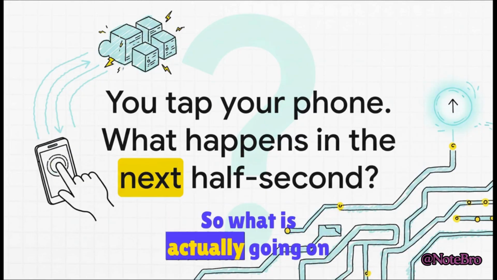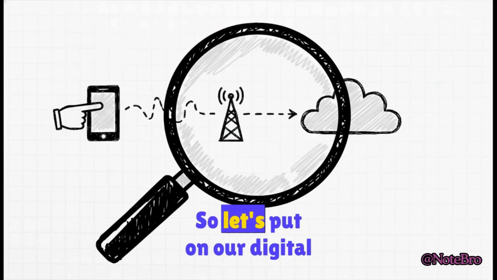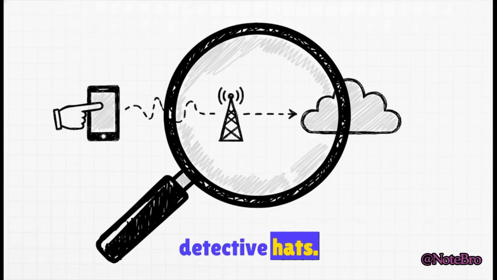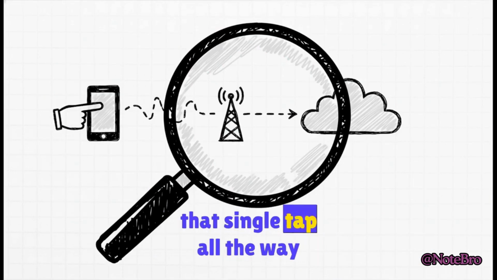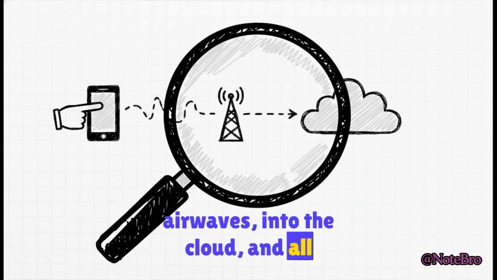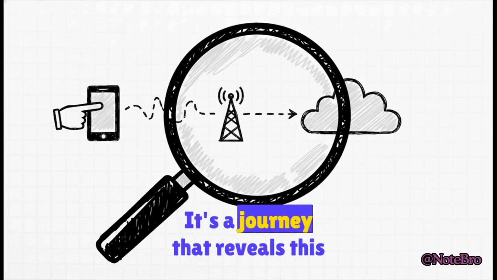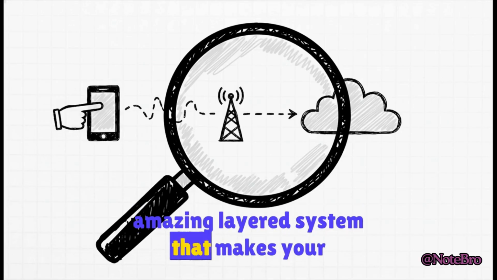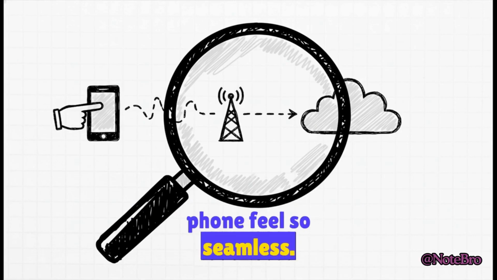So what is actually going on in there? Let's put on our digital detective hats. We're going to trace the path of that single tap all the way from your screen, flying through the airwaves, into the cloud, and all the way back again. It's a journey that reveals this amazing layered system that makes your phone feel so seamless.